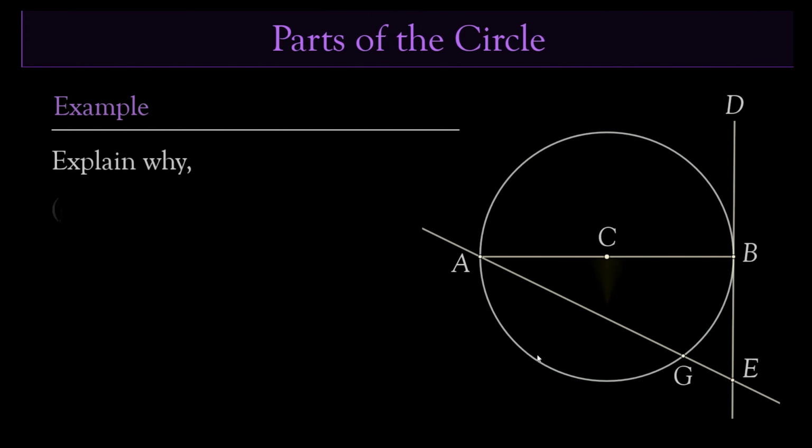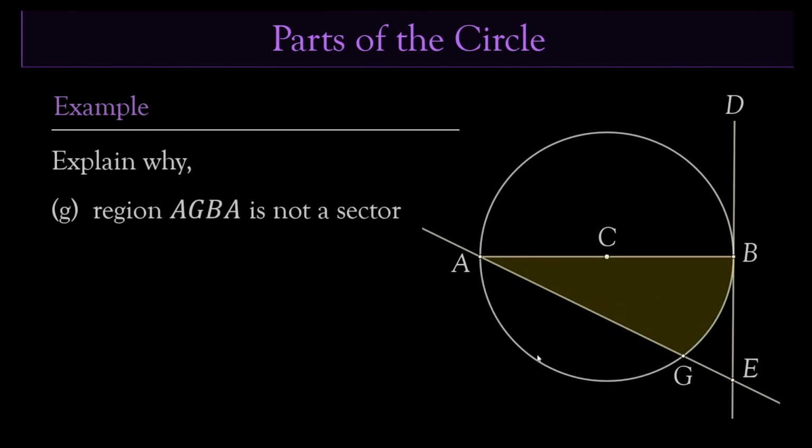Right? Explain why region AGBA, which I have shaded now, is not a sector. So for it to be a sector, it must contain 2 radii, and the 2 radii must form an angle BAG at the center of the circle. So since the angle that is formed is not at the center of the circle, this cannot be a sector.